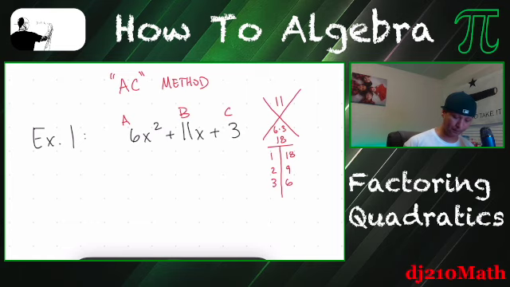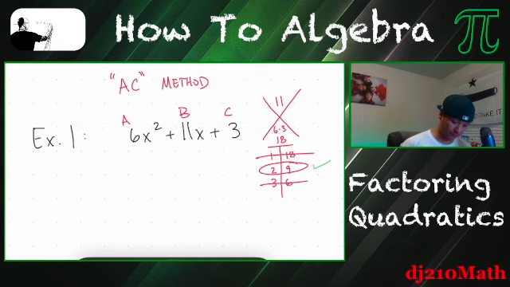Okay, so these are all the multiples of 18, and we see which ones add up to 11. So 1 and 18 don't make 11. 9 and 2: 9, 10, 11. So 9 and 2 make 11. And 6 and 3 do not. So there's only one set, 2 and 9.